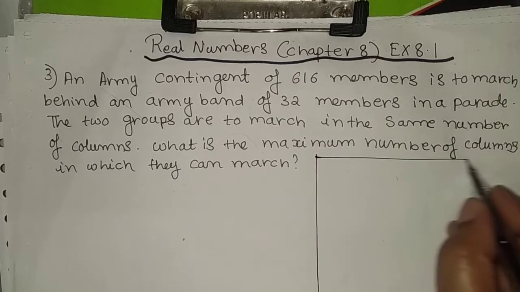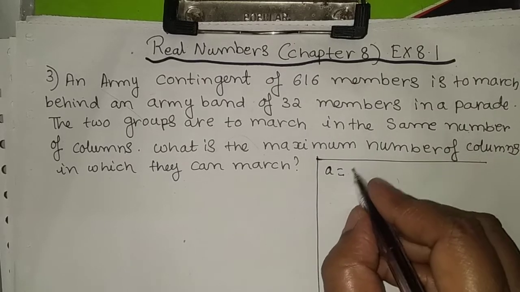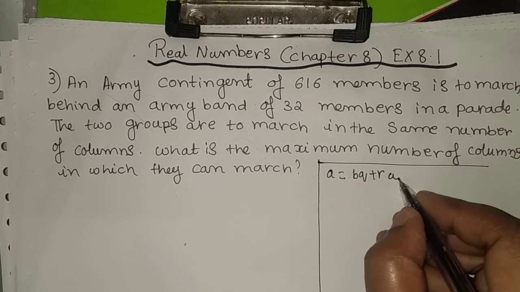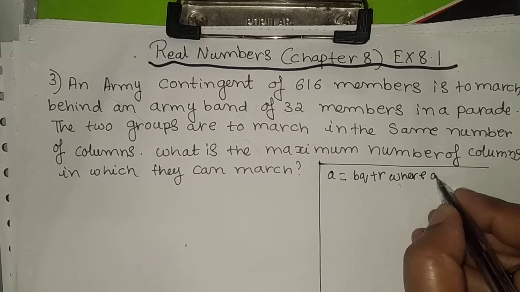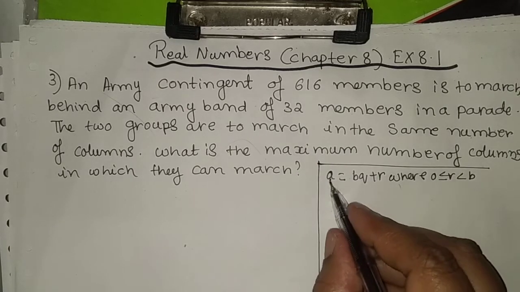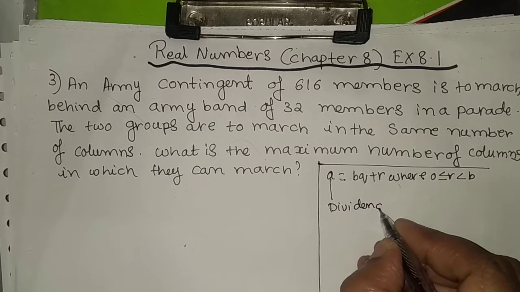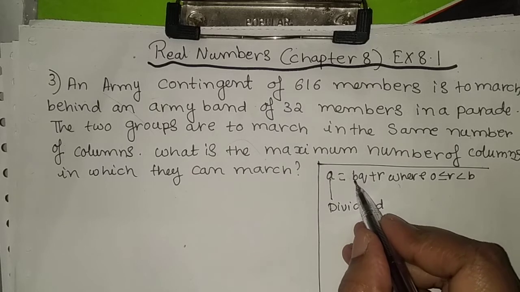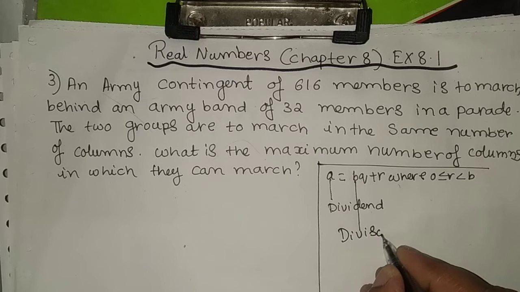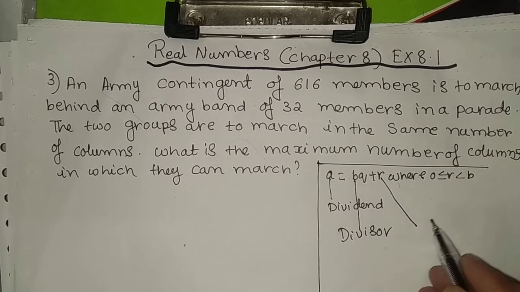Before that we have this one, that is a is equal to bq plus r, where 0 is less than or equal to r less than b. So a is called the dividend. We studied all this in the previous problem, but once again I am repeating. And b is called the divisor. So a is the dividend, b is the divisor, and r is the remainder.